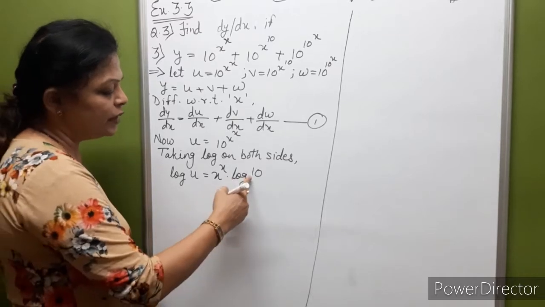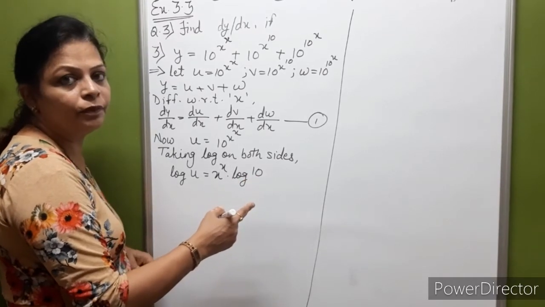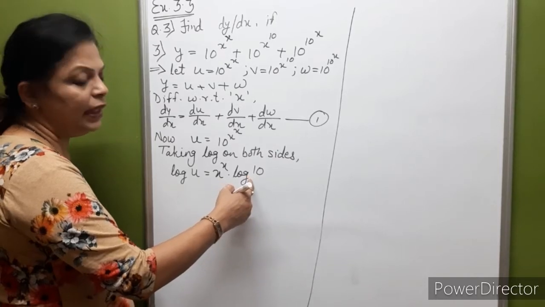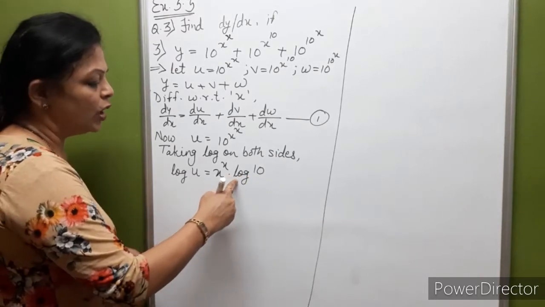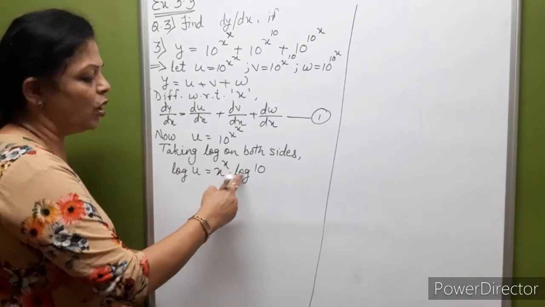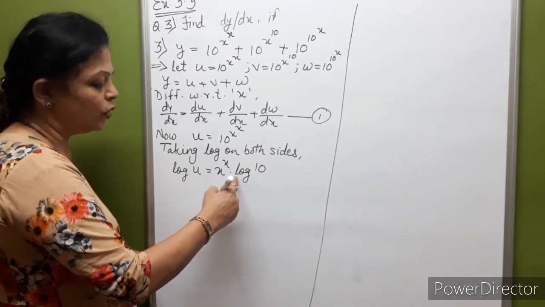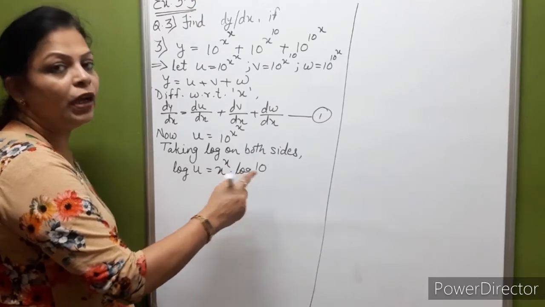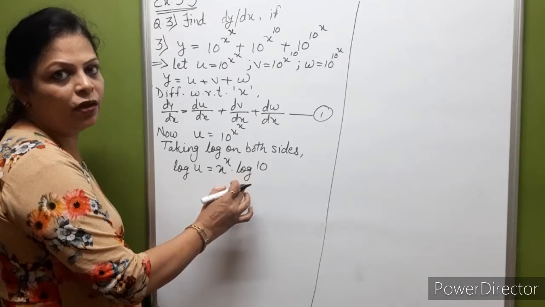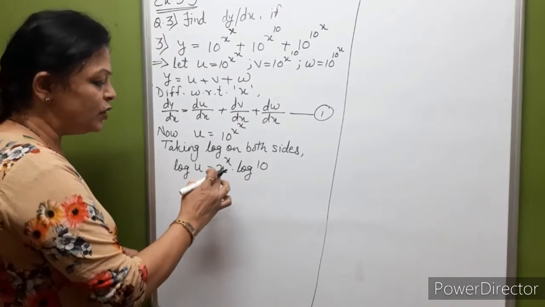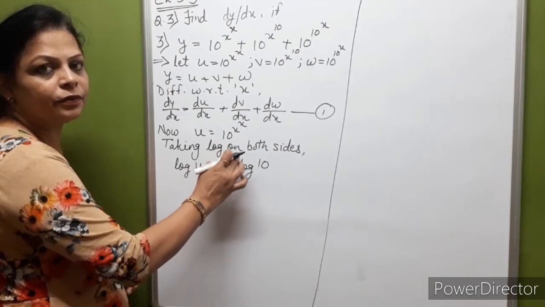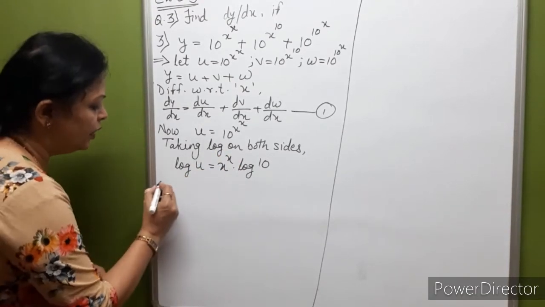Now don't take this as log 10 equal to 1. Understood? It is not equal to 1 because over here the base is e, not 10. When log 10 to the base 10, we get 1. But this is log 10 to the base e, so you can't take this as equal to 1. But this will be a constant. Log 10 will be constant. That means you will only have to differentiate x raised to x. Correct? So now differentiate.